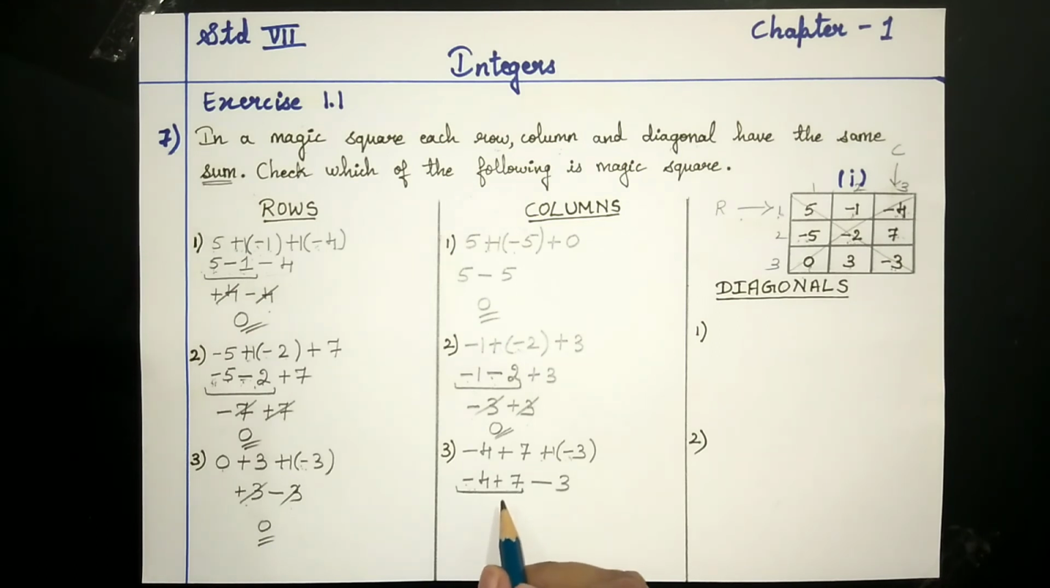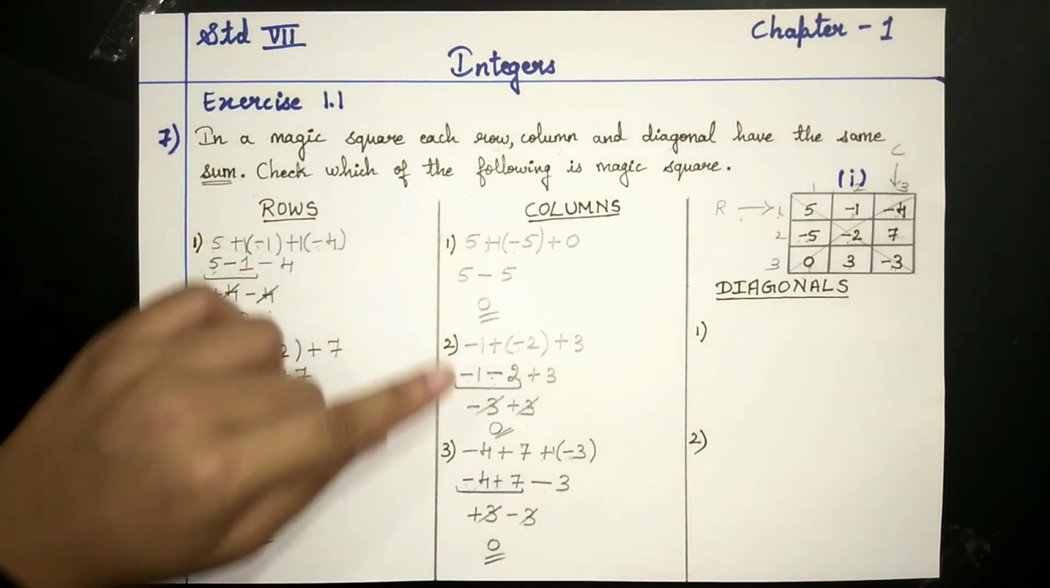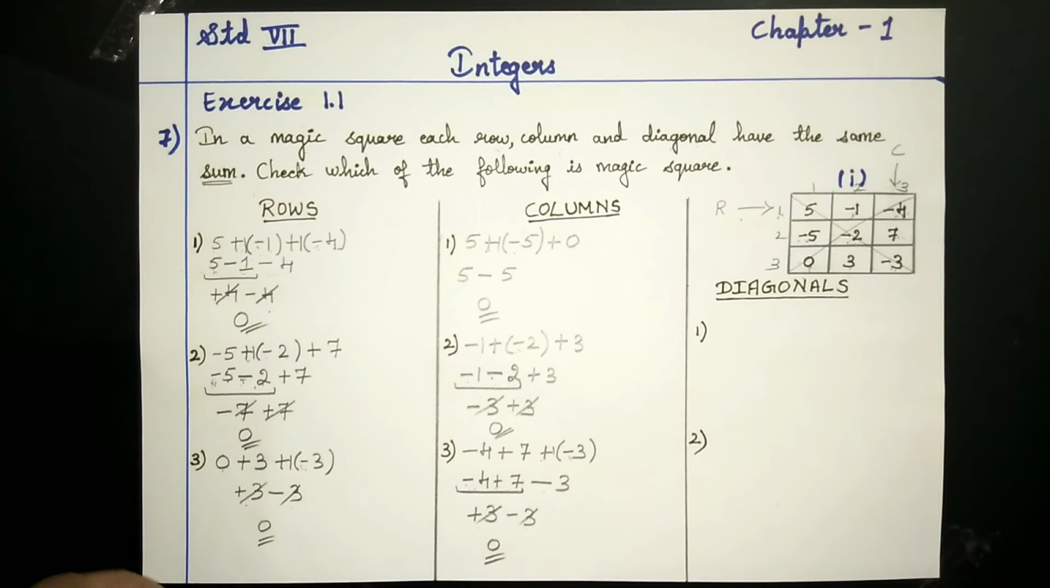So 7 minus 4, how much is the answer? You have got 3 here, and you have to give the sign of the bigger number. 7 is having a plus sign, so let me put here plus 3. What is remaining? Minus 3 is remaining. Now you have got additive inverses again, plus 3 minus 3, so cancel them off. Answer will become 0. Okay, so you see all the columns also, the answer is 0 here.